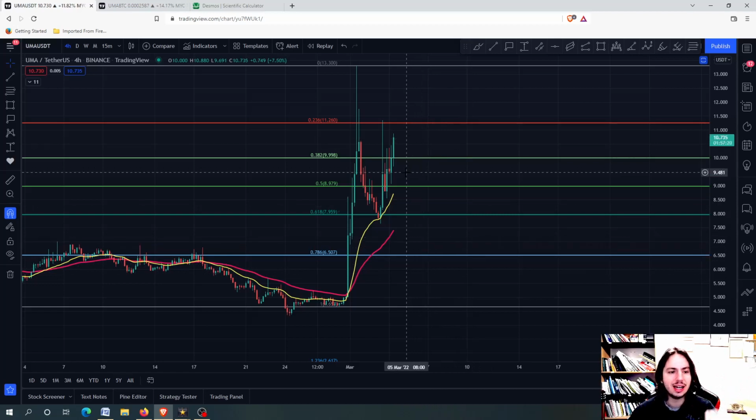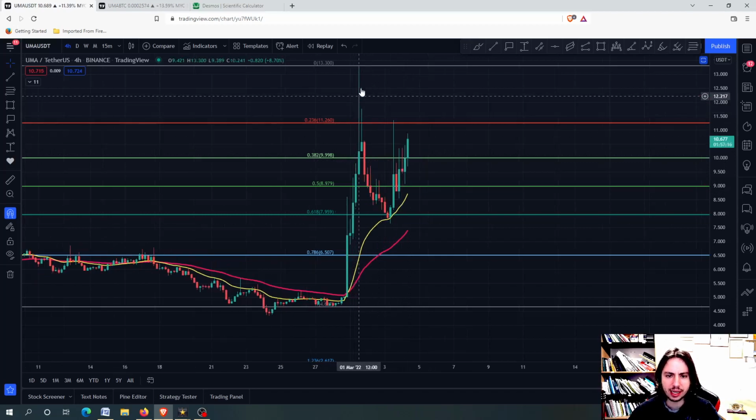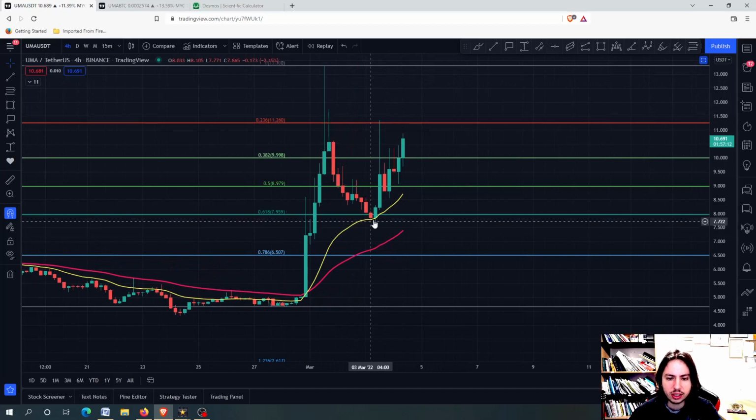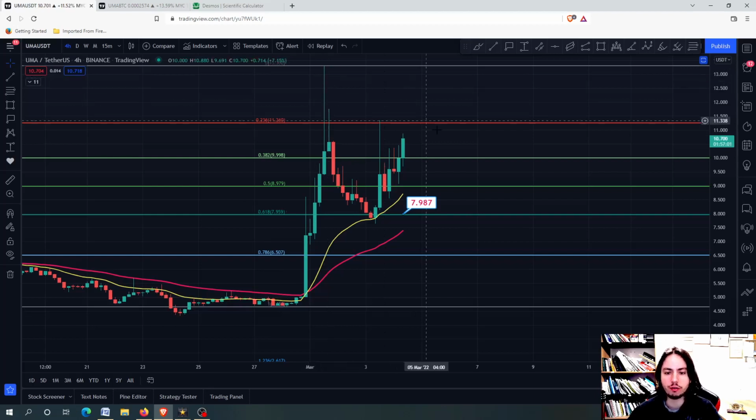Let's go back to UMA against USDT. So right there from the last video, you see that we found support level at the 8 Tether USD around there on the 20-day EMA, the 0.618 Fibonacci retracement after drawing the Fibonacci from this bottom right here up to this top on 1st March.